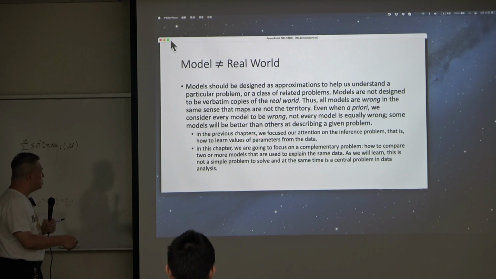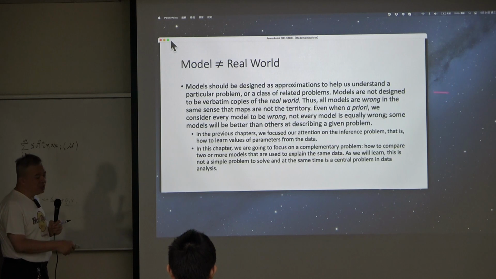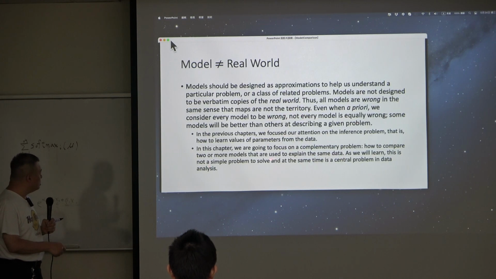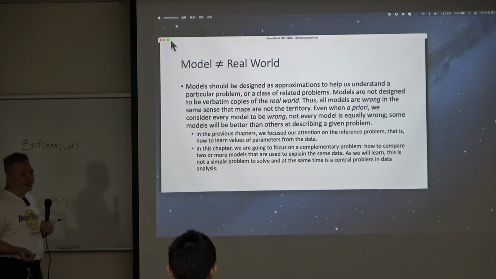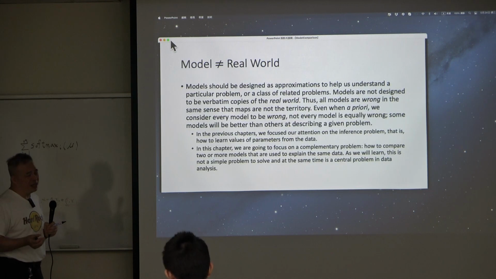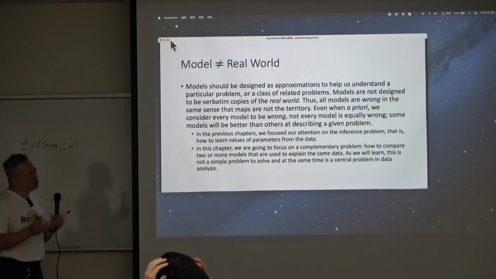In the previous chapters, we focused our attention on the inference problem, that is, how to learn values of parameters from the data. We already discussed all these things. In this chapter, we are going to focus on a complementary problem: how to compare two or more models that are used to explain the same data. All these models explain the same data, but we want to know which one is better. When I say better, it's less wrong. I'm not saying it's correct. I can never say a model is correct.